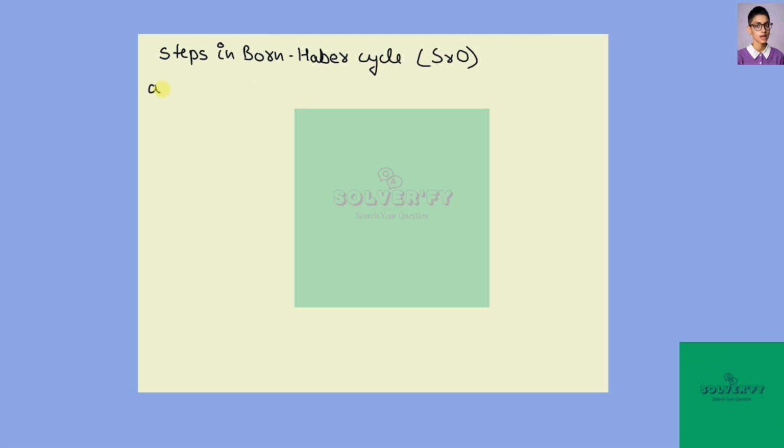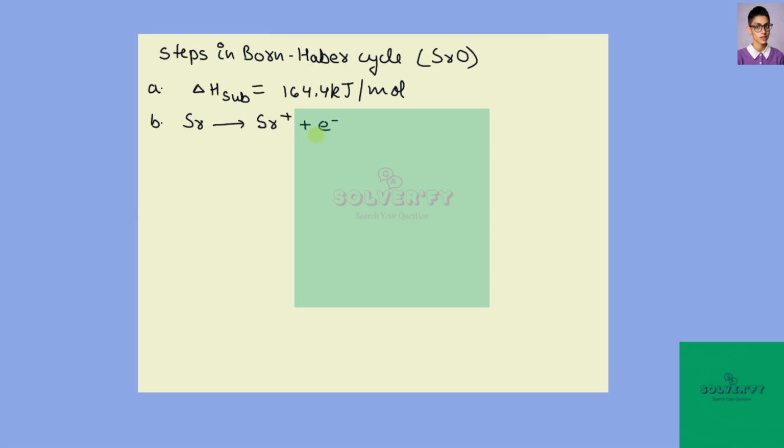Here the first step is the sublimation of Sr, strontium. We have been given the delta H of sublimation, and it is equal to 164.4 kilojoule per mole.